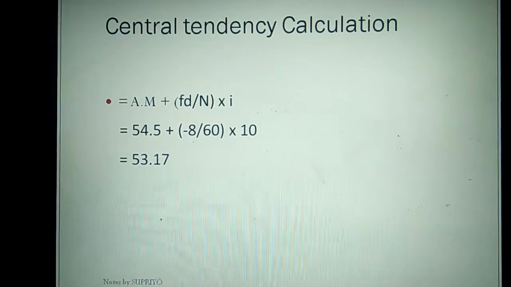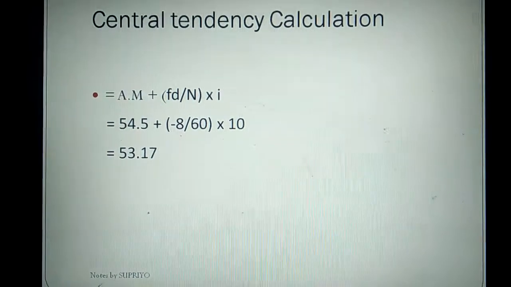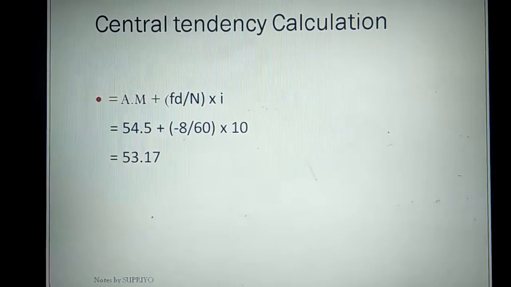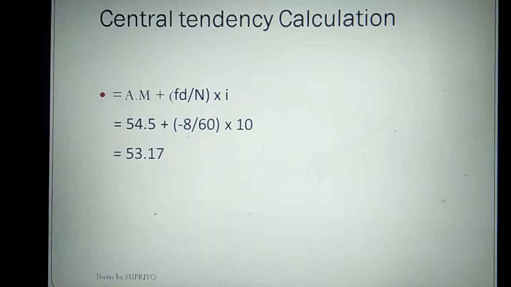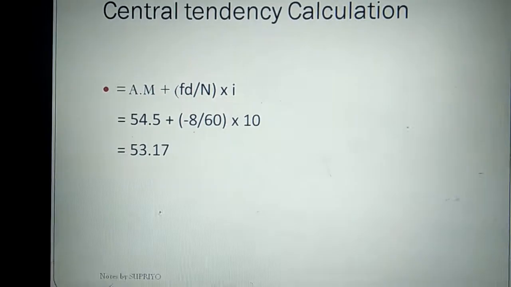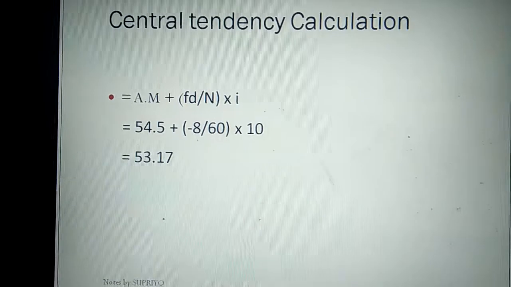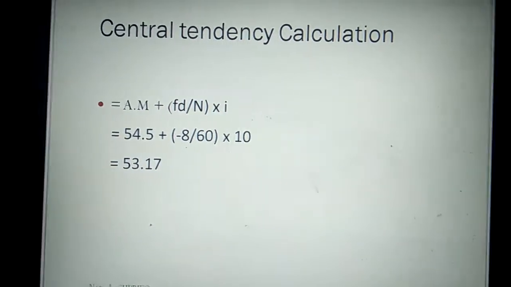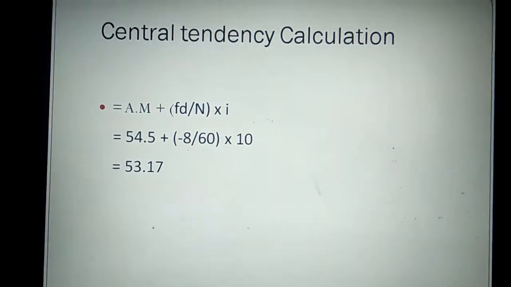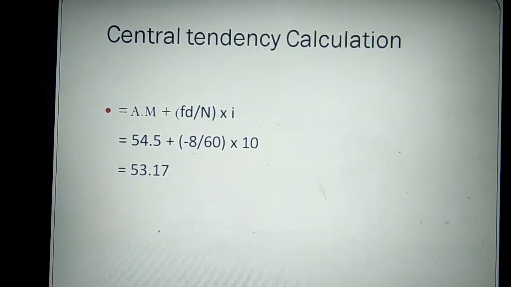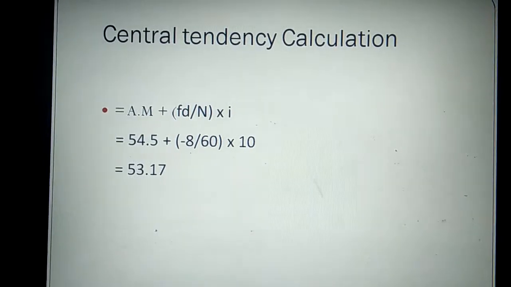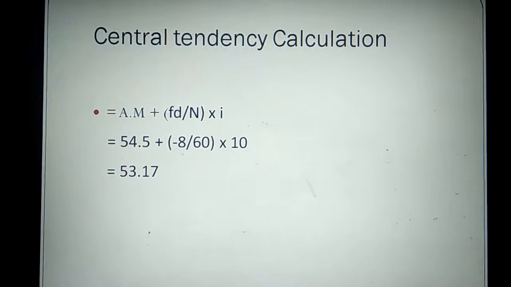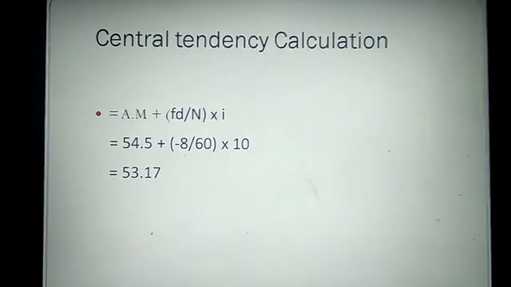As we go to the next page, we see the arithmetic mean, A dot M. Remember, the A dot M, the highest frequency, had the midpoint X as 54.5. And now we have got FD, which is -8. N, the value is 60, multiplied by 10, because the class interval is 10, 90 to 99, total there are 10 numbers. As a result, we get the value of the arithmetic mean as 53.17.